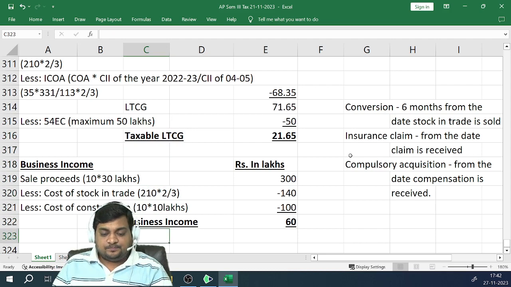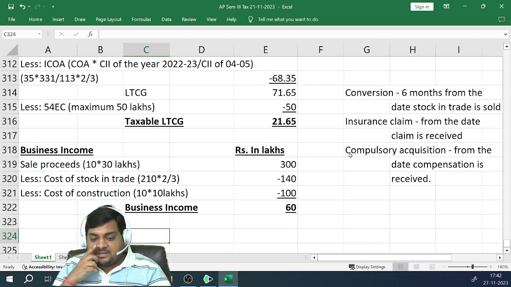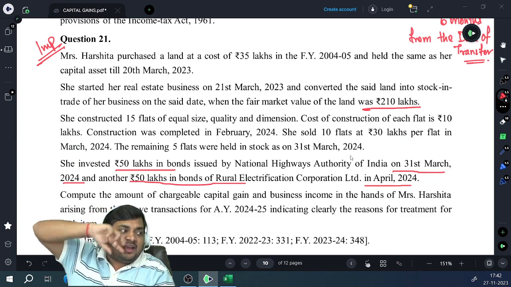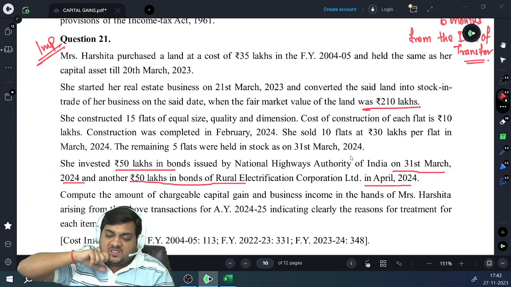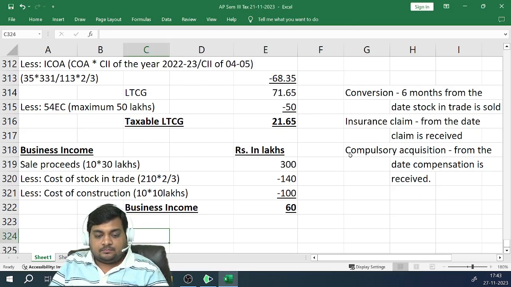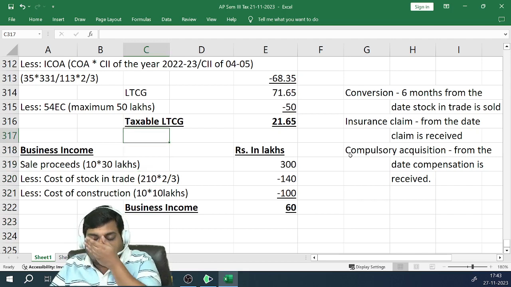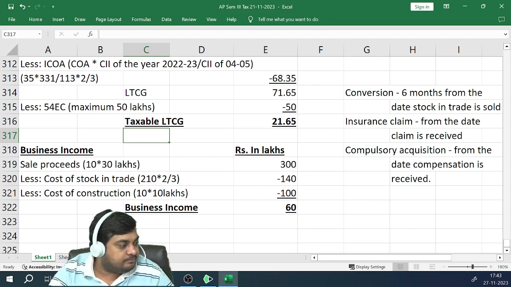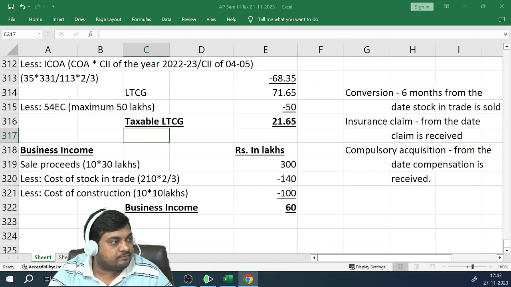This is very simple. Only 2/3, 10 flats. And 54EC is only for capital gain, not for business income. Now when these 5 flats will be sold off, then again it will be capital gain and business income split. Please have a look.